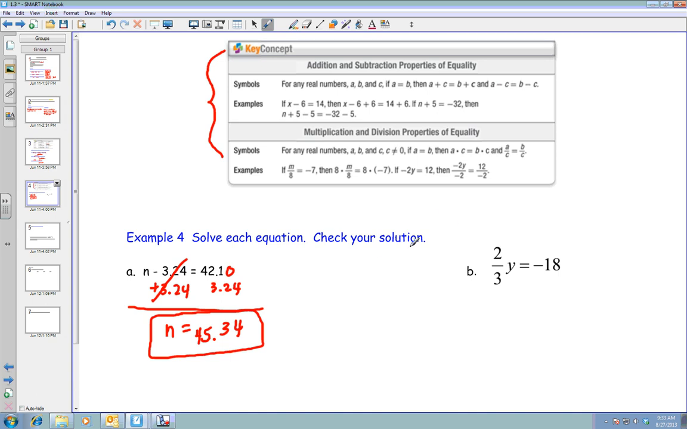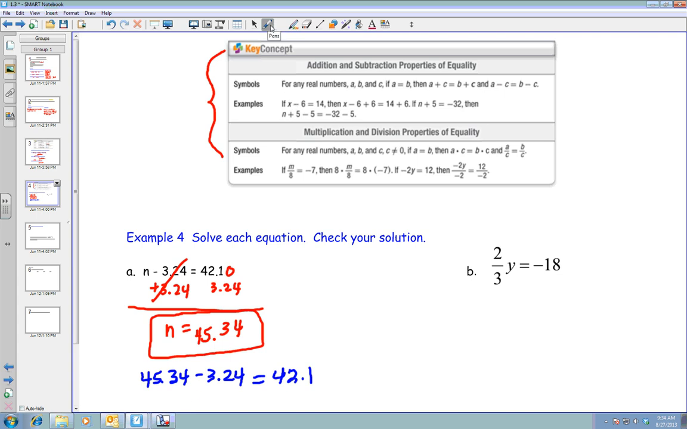Okay, it says check your solution. We can check by plugging this back into my equation. So 45.34 minus 3.24 should give me 42.1. And when I subtract those, it does.